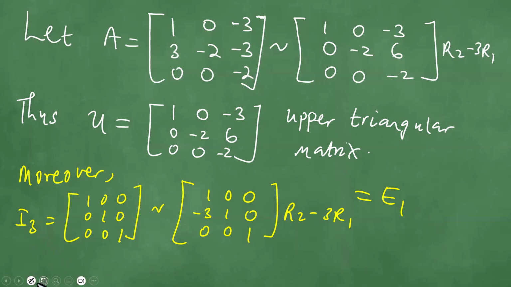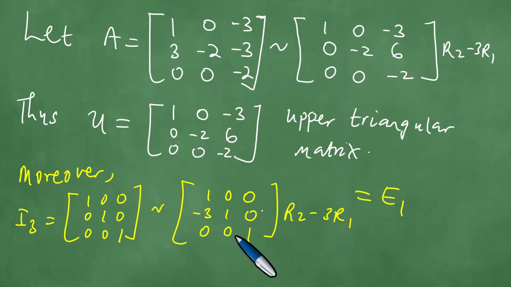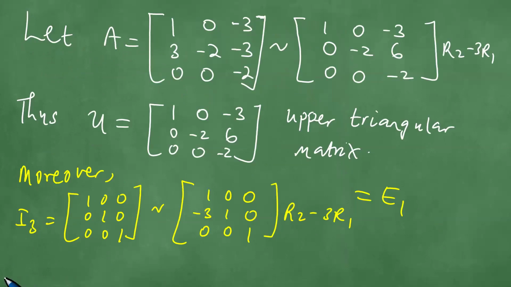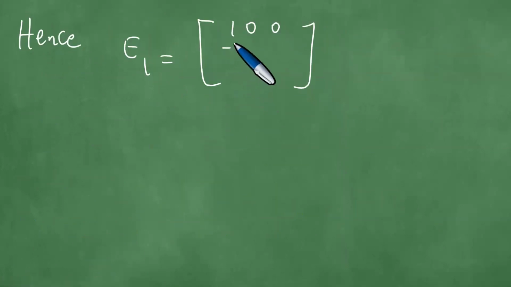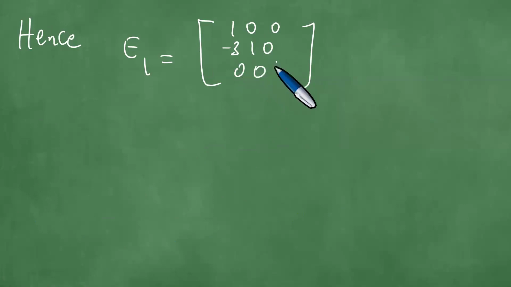Now we proceed to solve this particular problem as follows. Hence we have the elementary matrix E1, which actually is 1 0 0, then minus 3 1 0, and then 0 0 1, like this. Now at this point, we have this particular elementary matrix, and hence this is the elementary matrix that is obviously required.